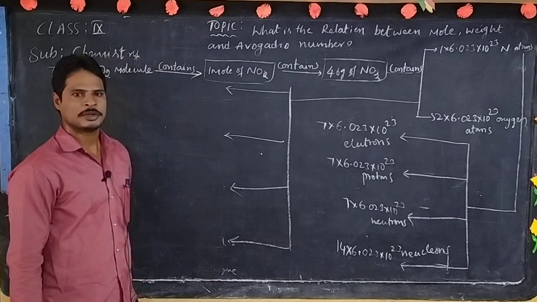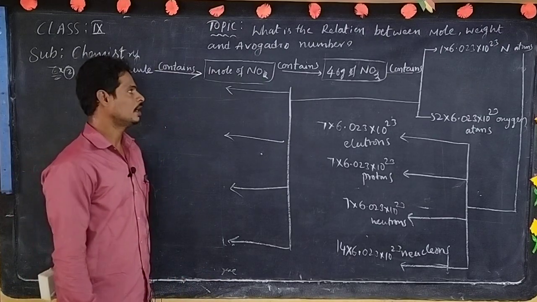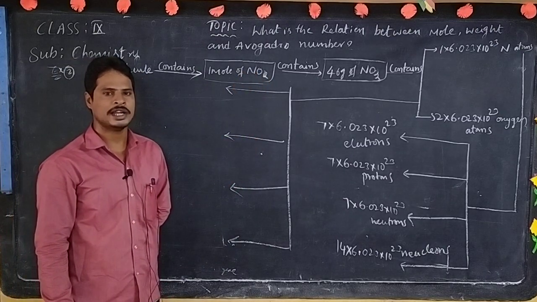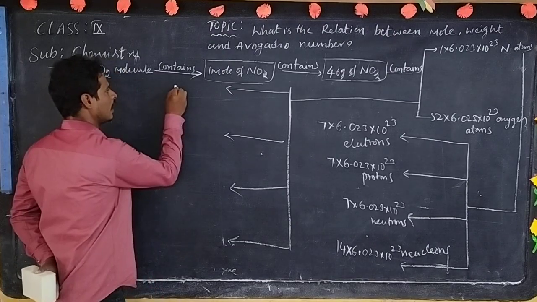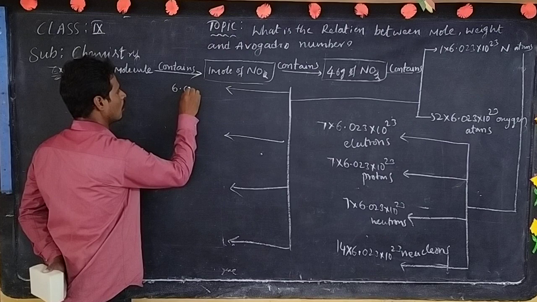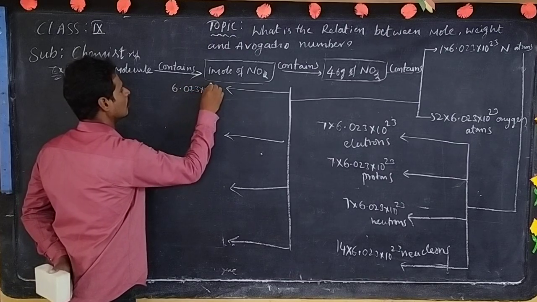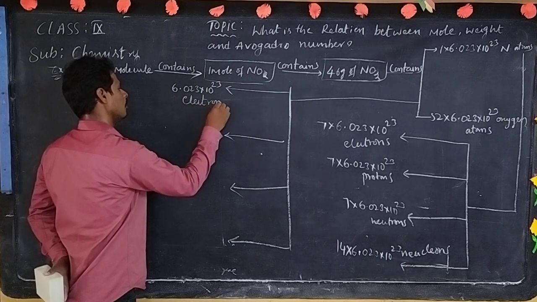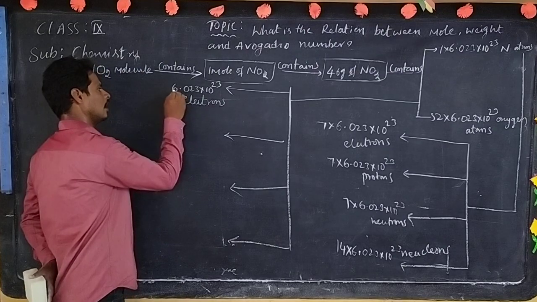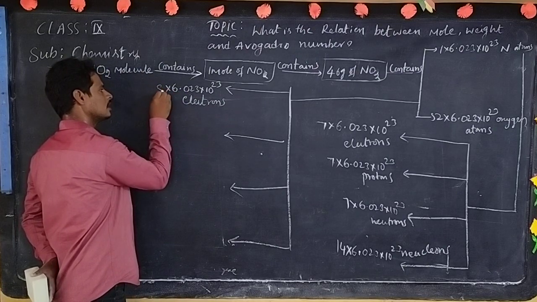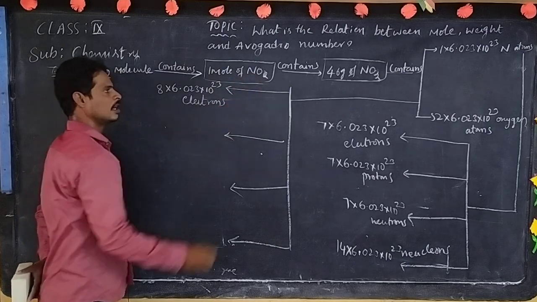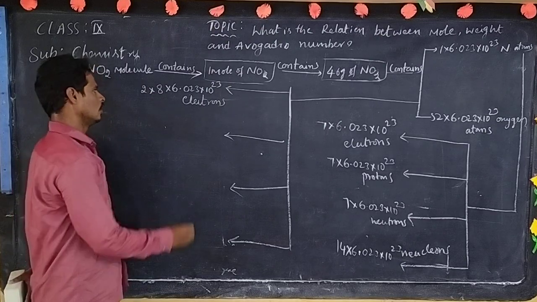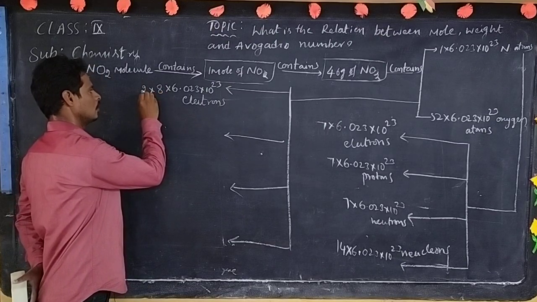Here oxygen atomic number, how much? 8. So here how many oxygens are there? 2 oxygens. One oxygen contains how many electrons? 8 electrons. But we know that 1 electron contains 6.023 into 10 to the power 23 electrons. But oxygen contains how many? 8 electrons. That's why 1 electron is this one, 8 electrons equal this one. But how many oxygens are there? 2 oxygens. That's why in front of this one, 2. One oxygen, two oxygens, 2 into 8.